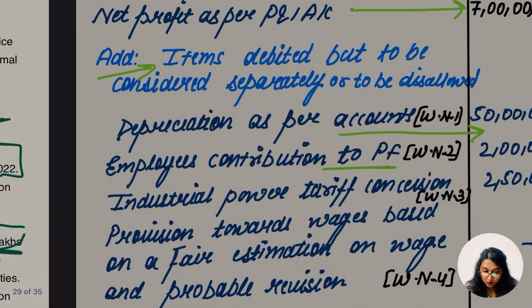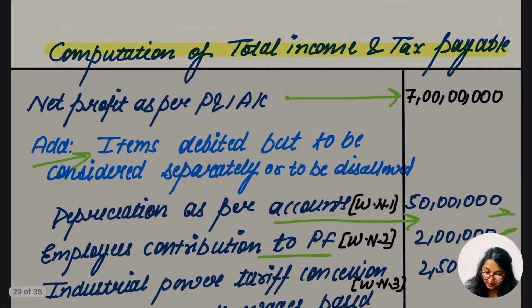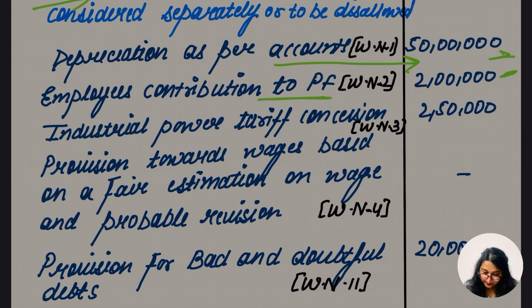Okay, so let's go for the third point. The company appended a note to its income statement that the industrial power tariff concession of 25 lakh was received from the state government, and it is treated as capital receipt. As we know, this is not going to be the capital receipt. This is going to be the revenue receipt, and we know what would be the adjustment. Okay, so let's see what would be the adjustment in this case.